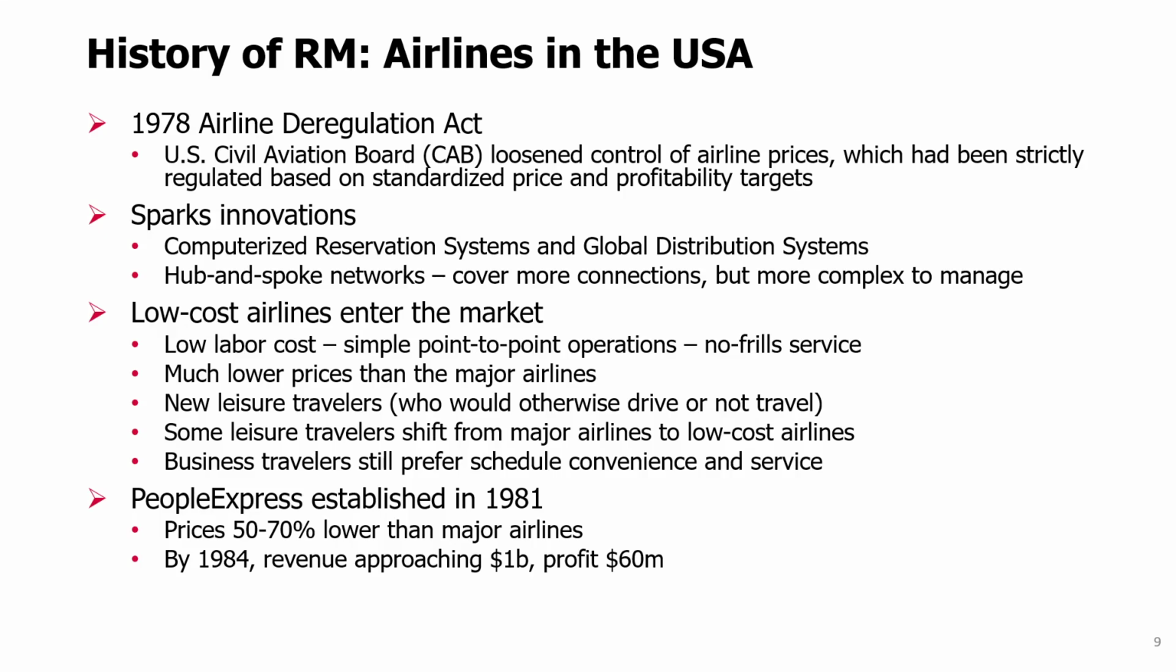But unfortunately, for the major airlines, some leisure travelers shifted from them to low-cost airlines, right? Most business travelers still preferred the convenience and service of the regular major airlines, but you could see that this cost some of the major airlines lost demand and lost revenue. One of those low-cost airlines was People Express, established in 1981. It had 50 to 70% lower prices than the major airlines, and in 3 years, by 1984, it had very high revenue and significant profits.